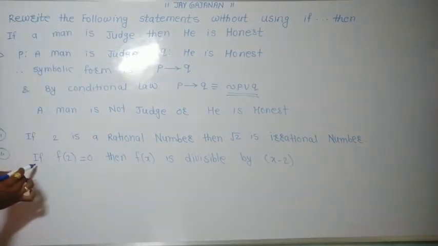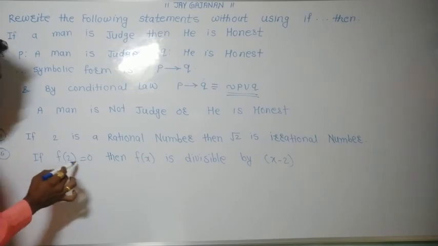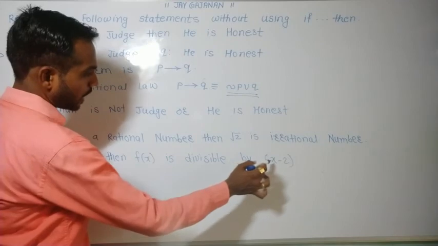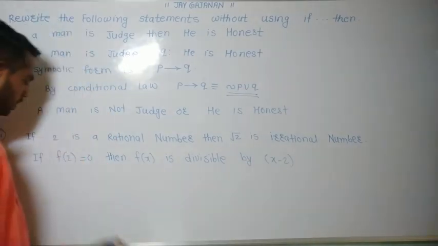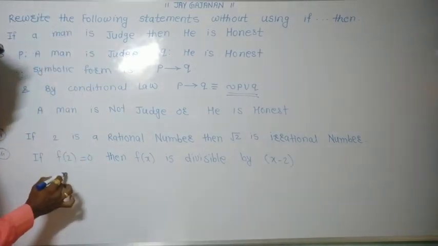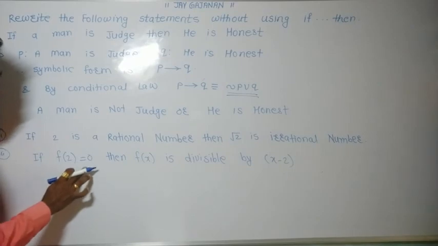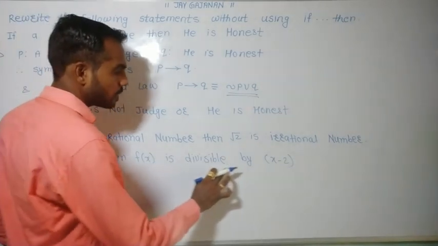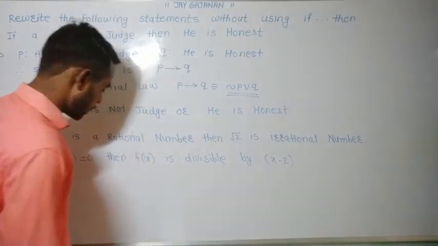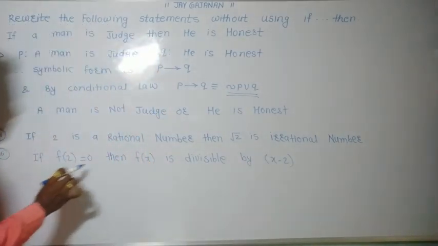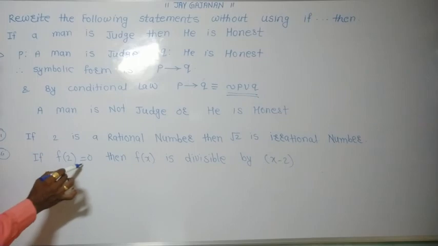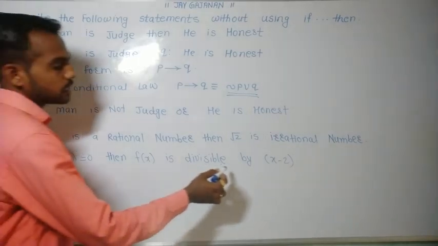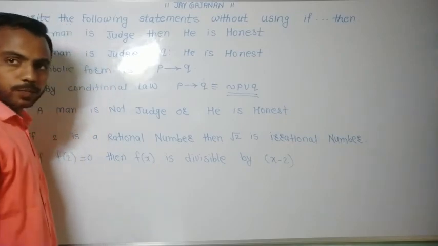Similarly, the last example is: if f of 2 is equal to 0, then f of x is divisible by x minus 2. Let us consider the statement P is f of 2 is equal to 0 and statement Q is f of x is divisible by x minus 2. Then we can write negation P, meaning f of 2 is not equal to 0, or f of x is divisible by x minus 2.